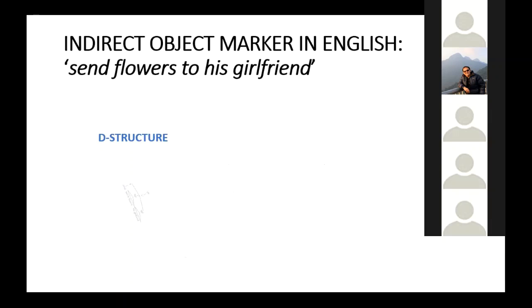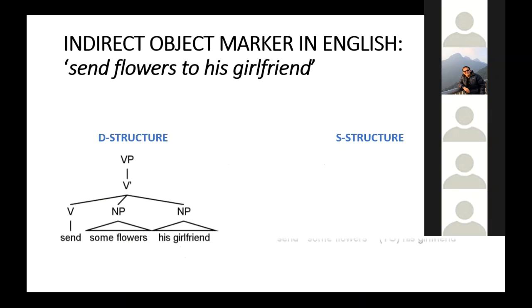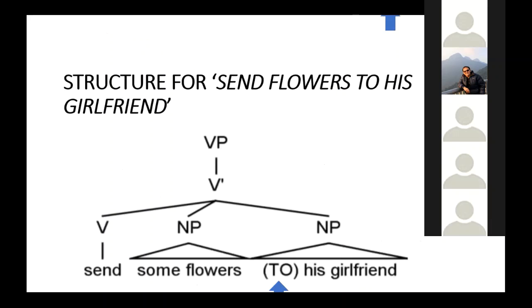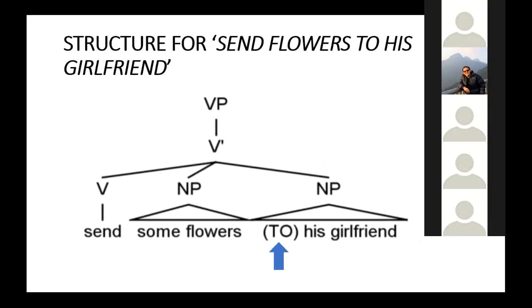Okay, so here again, that's the D structure. This is the S structure. We need to indicate that the to is inserted. And this is the final structure that we would show. We would show send some flowers to his girlfriend.